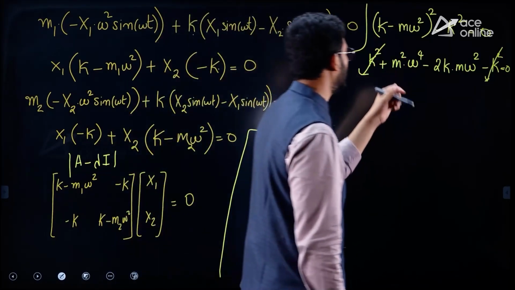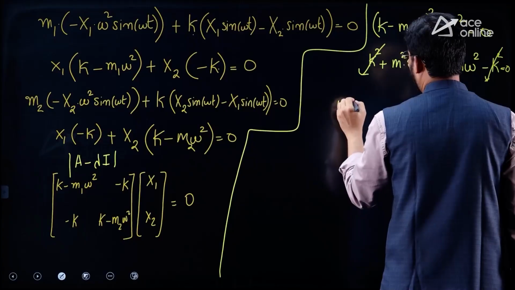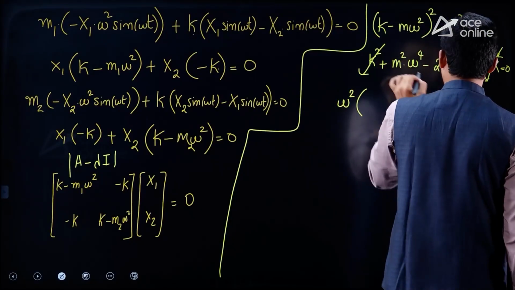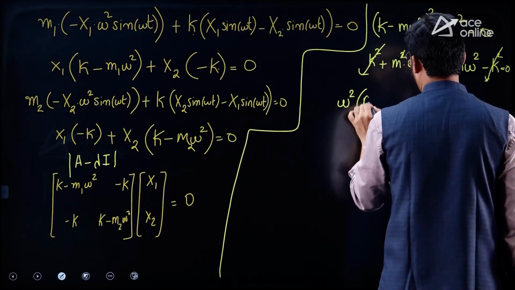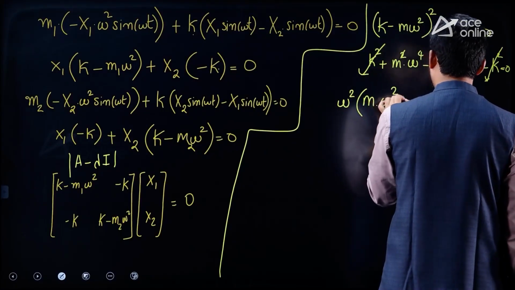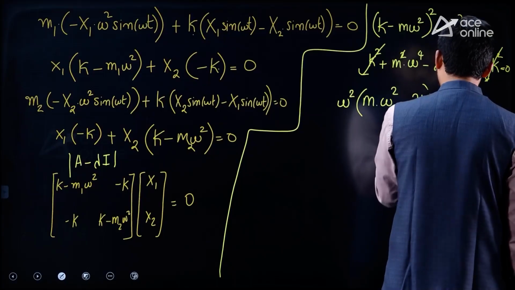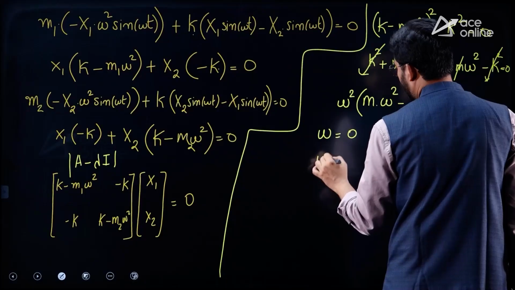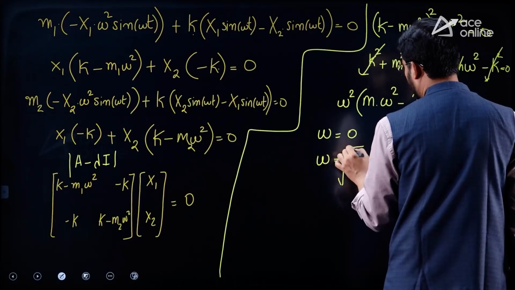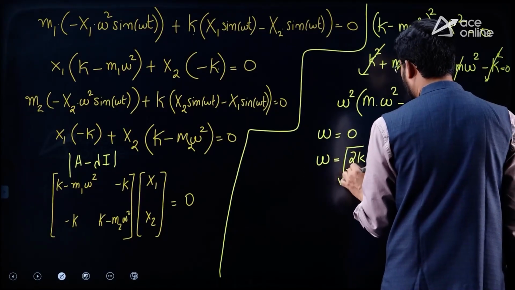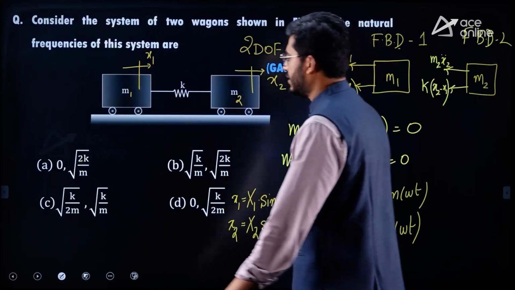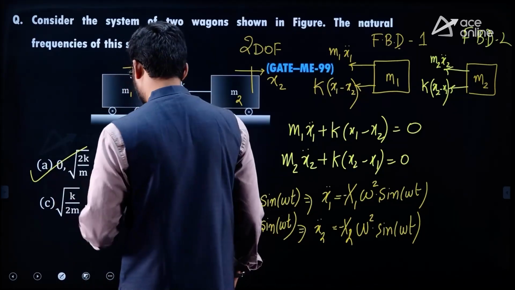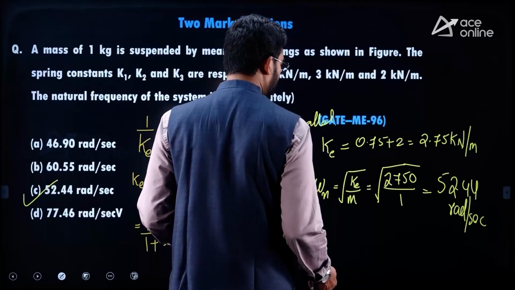And here, once we try to solve for omega square, if it is pulled out, m and m square will get cancelled. So this is m into omega square minus 2k is equal to 0. So one of the roots would be omega equal to 0. Another root would be omega equal to root over 2k by m. That is option A, the answer, guys. Sorry, yes, option A, that is root over 2k by m. That is the answer.